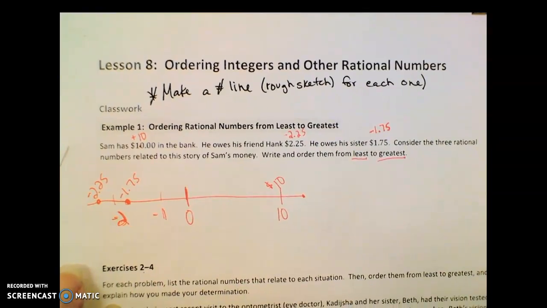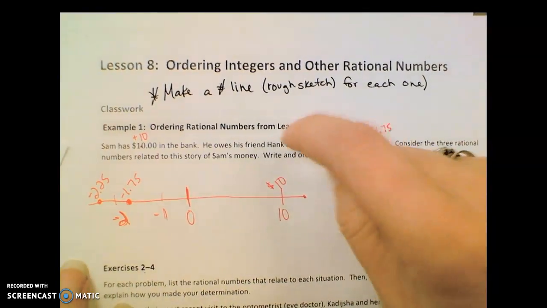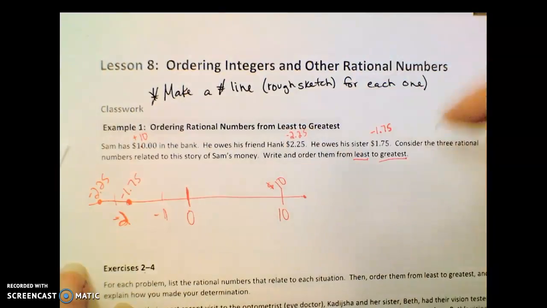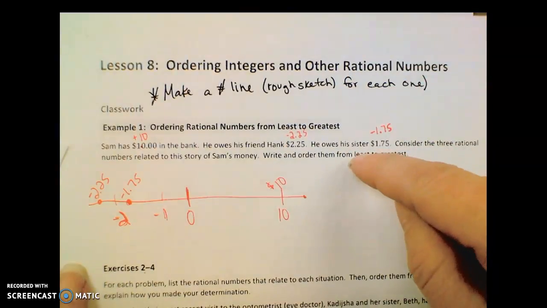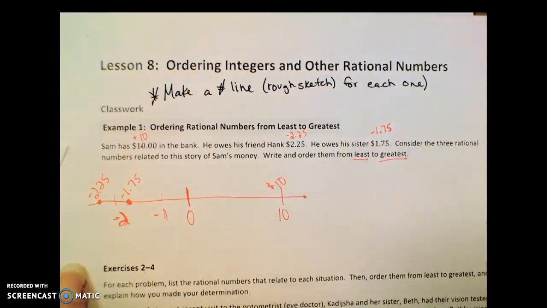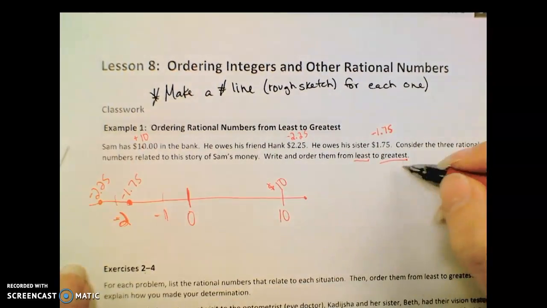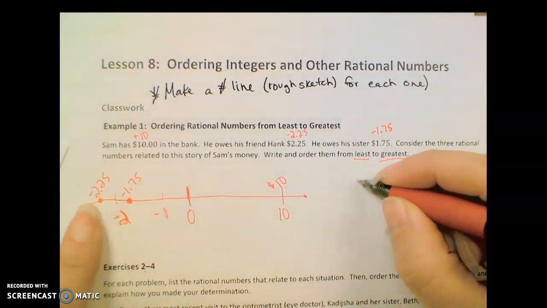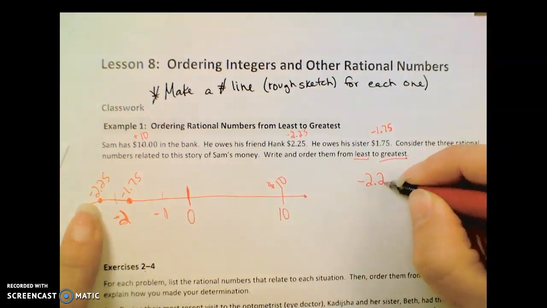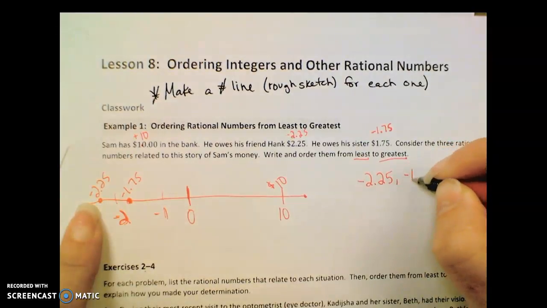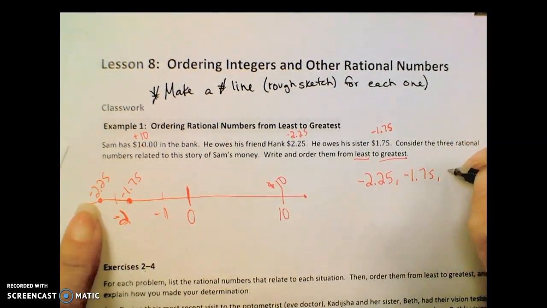Again, a lot of mistakes happen because we don't read carefully to know that this is a negative number, or that if they want it least to greatest or greatest to least. So slow down and really think through each situation. Write and order them. Least to greatest, I have them right here. I can just go left to right then. Negative 2.25, negative 1.75, and then positive 10.